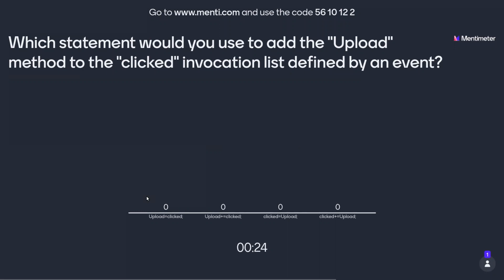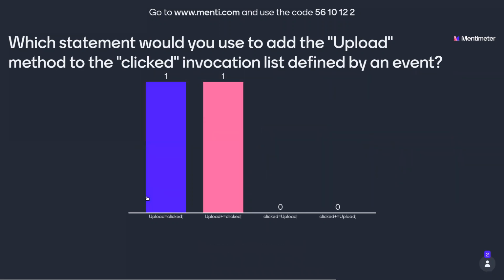I did draw your attention to this last week, or at least tried to. And it's an important idea. You're given the name of this invocation list defined by an event or a delegate, and you want to add the upload method to that list. How would we do it? How did we do it at the end of last week's? Okay, let's see what people said.